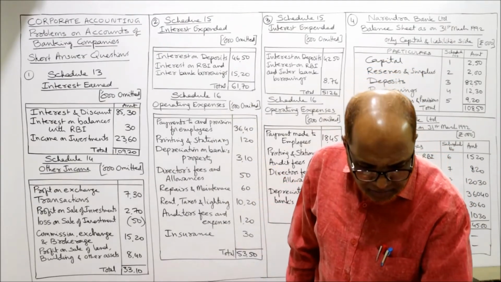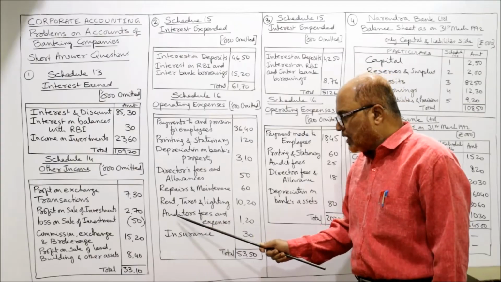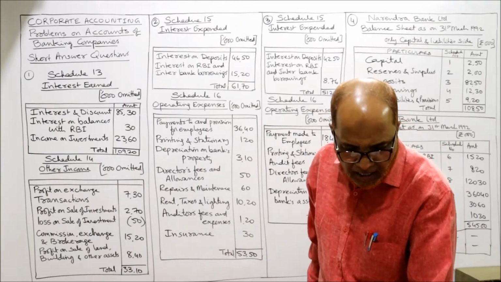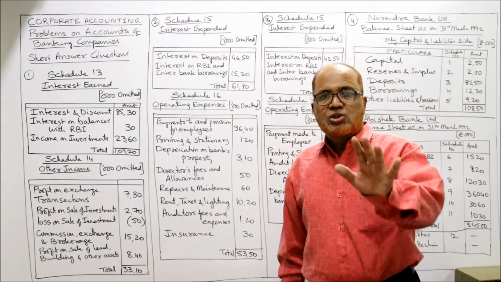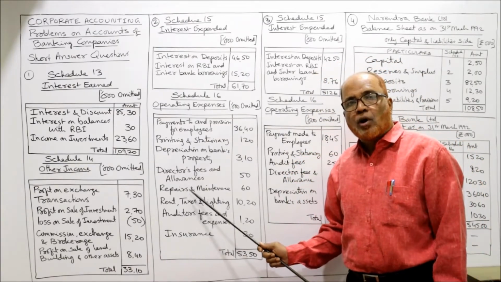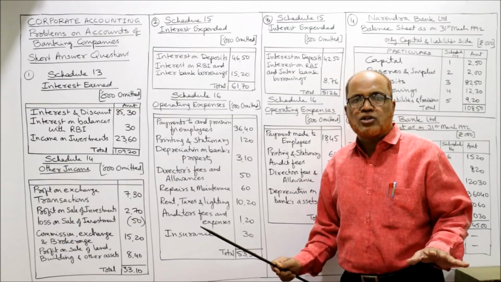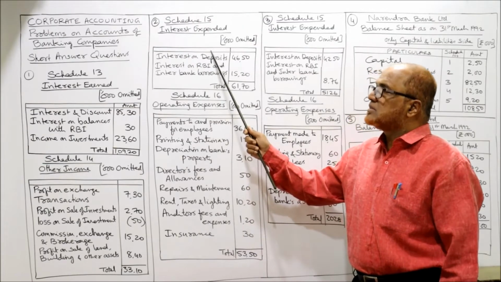Right? Next item is auditors fees and expenses 120. Last item insurance 30. All the items we have taken. So you have seen what are the items that will come under operating expenses. All expenditure except this interest.